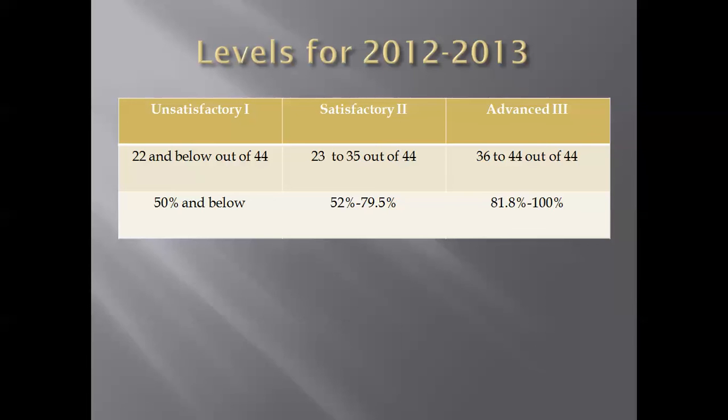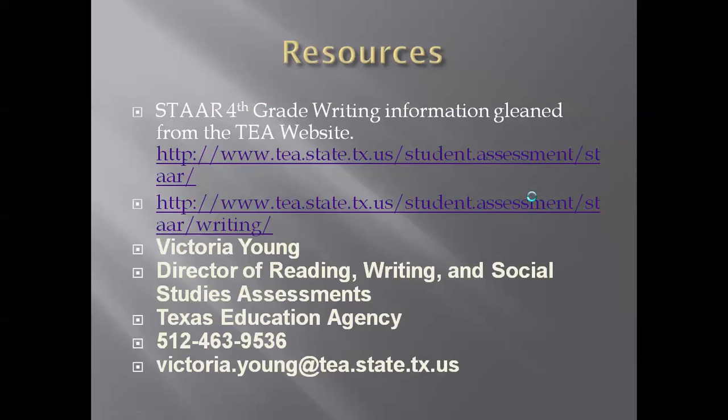And these are the scores I was just talking to you about. The unsatisfactory, 22 and below, which is 50% on the test or below, you'd be unsatisfactory. If you had 23 out of 44, the lowest is 52%, and that is considered passing, and it goes up to 80% if you were to round it. They would need a 36 out of 44 or above, which is an 81 to 100%, to be considered advanced academic performance. Now, that's how things are scored.